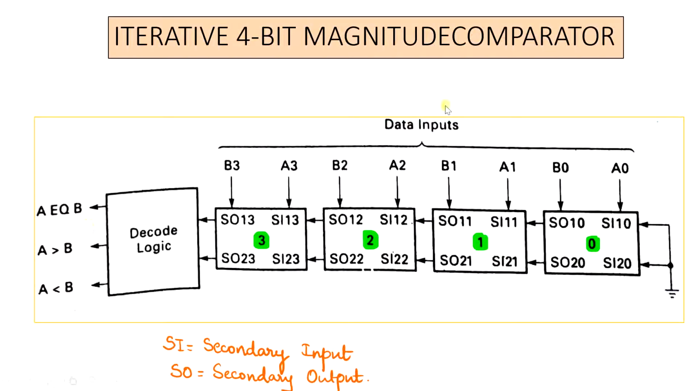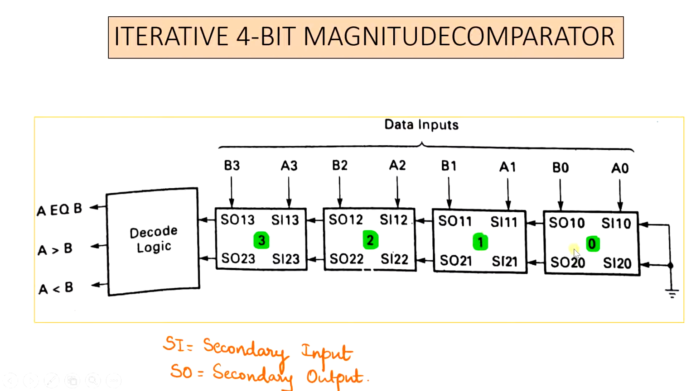So all the comparator cells that are being used in this particular case are identical, and the least significant cell will have its secondary inputs grounded, which is shown here. And when you have the secondary inputs grounded, it means that the operand A is equal to operand B. So each cell will compare the external data that it receives and check the result from the previous cell and then transmit it to the next cell.